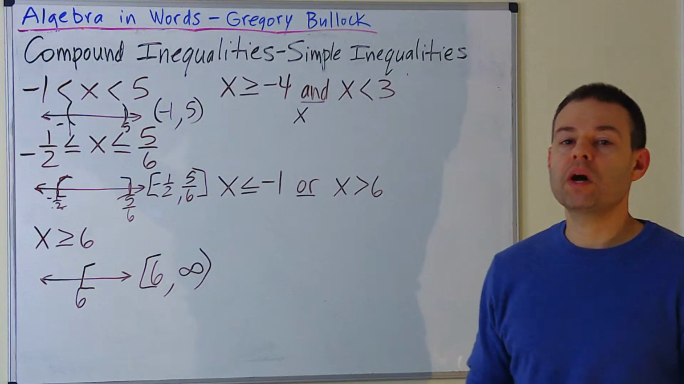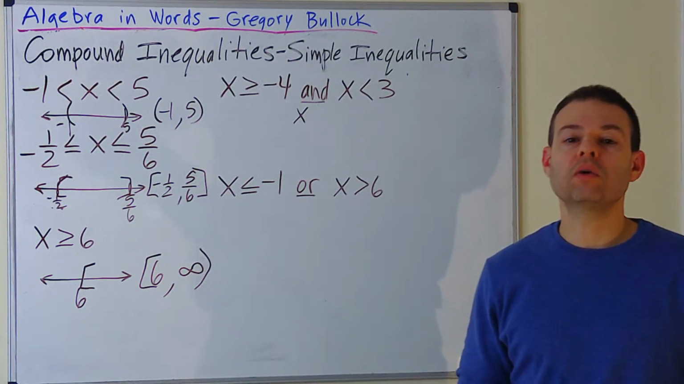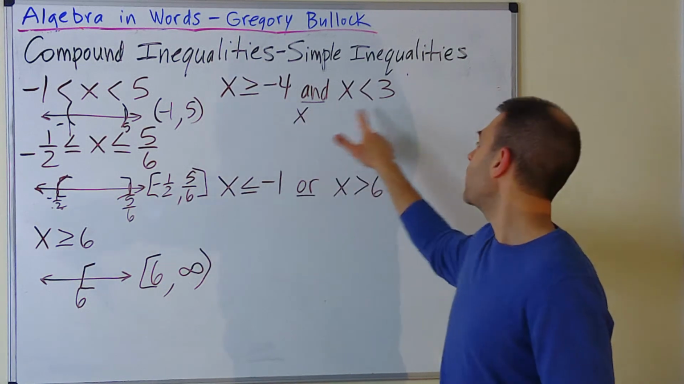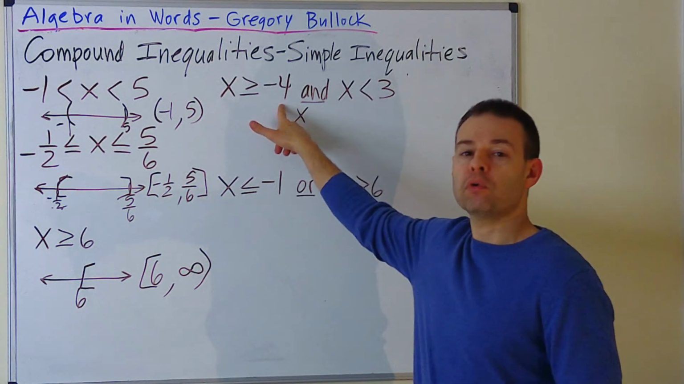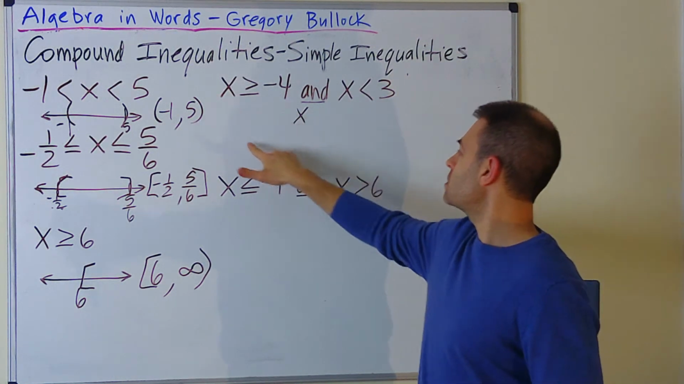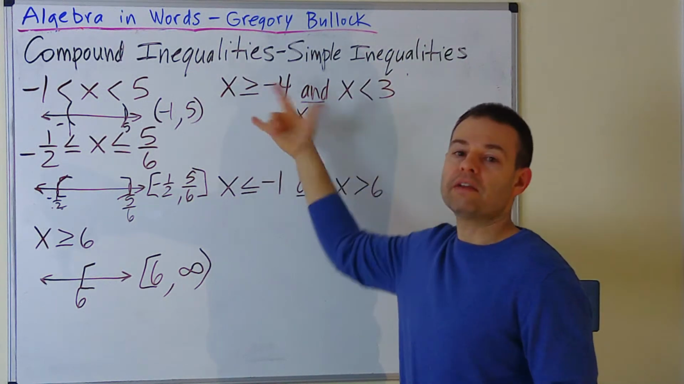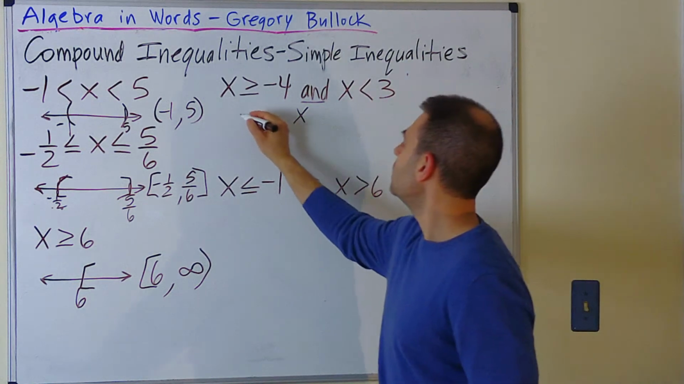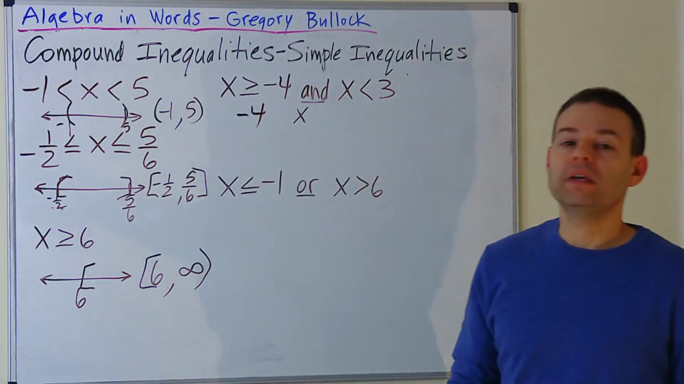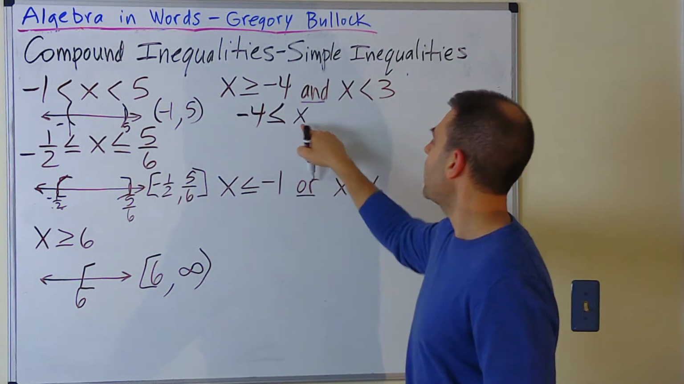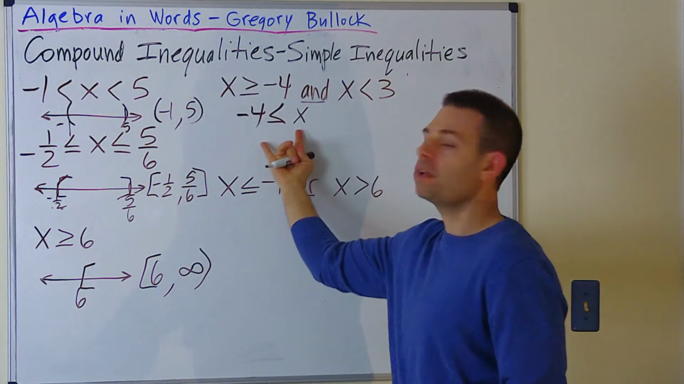Okay, next you want to make sure that the lower or smaller number is on the left. So comparing -4 and +3, that would be -4. And in order to fit this in so that the x is here, we're just going to take this and flip it. So it's going to be -4 is less than or equal to x.